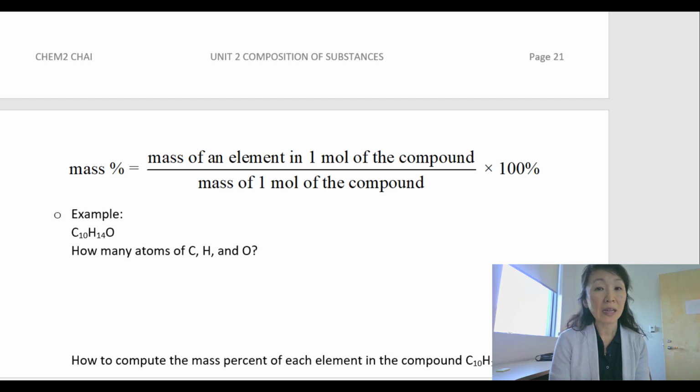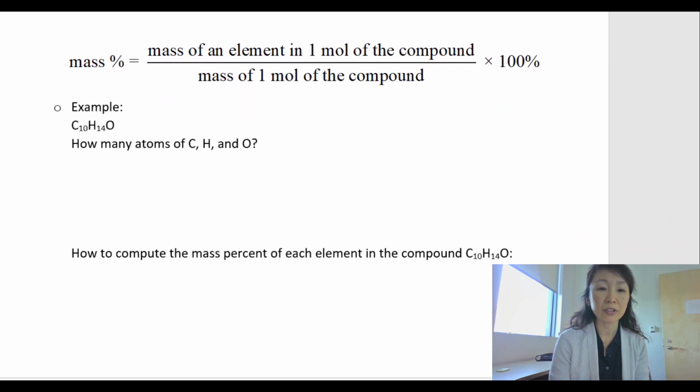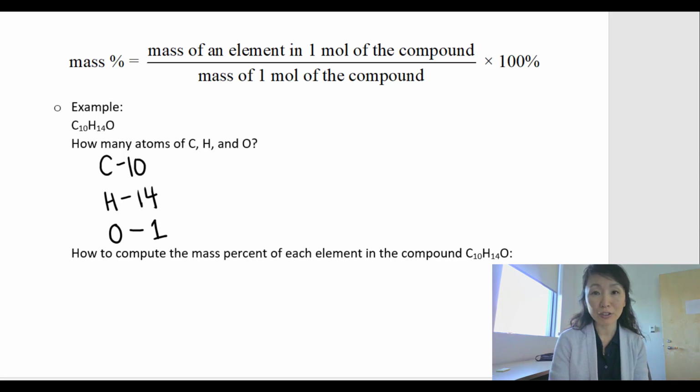Let's do an example that applies this particular equation. Here it shows C10H14O, and it asks how many atoms of C, H, and O are present. So we know that for C, there are 10 of them. H, there are 14 of them. And oxygen, there is just 1 of them. Then the next question asks, compute the mass percent of each element in the compound C10H14O.